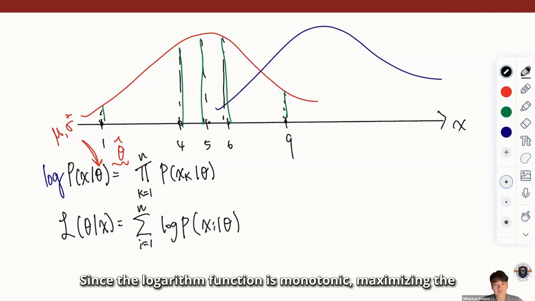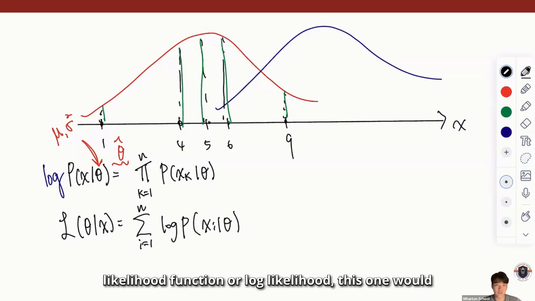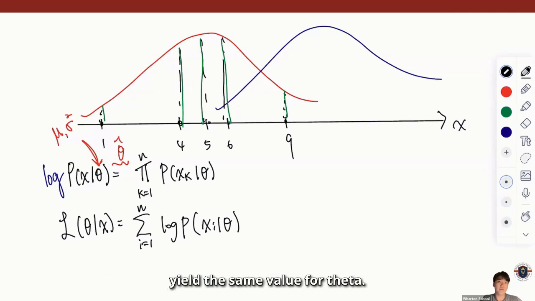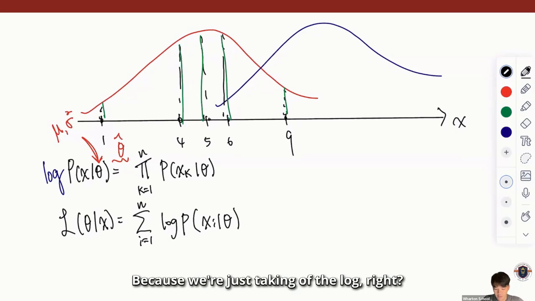Since the logarithm function is monotonic, maximizing the likelihood function or the log likelihood would yield the same value for theta, because we're just taking the log, right? And instead of multiplying them, we're adding them, right? So you can treat these as exponents here. Therefore, for convenience, we can usually maximize the log likelihood function instead of the original likelihood function.